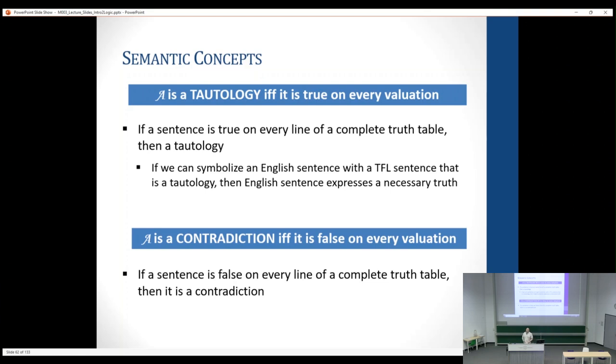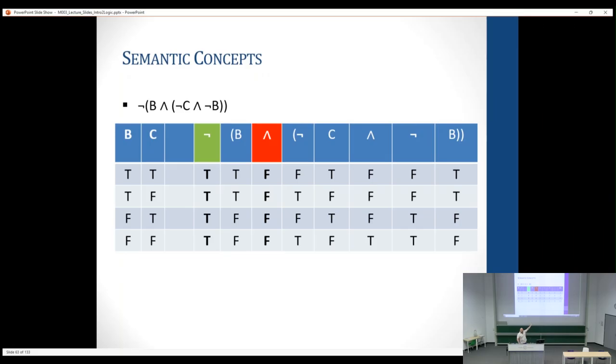We've already seen examples of both of these. Right here. Remember the one that we did right before the break. So if we take the column under the negation, what kind of sentence is this? This sentence is a tautology, right? It's a TFL sentence that's true in every valuation.